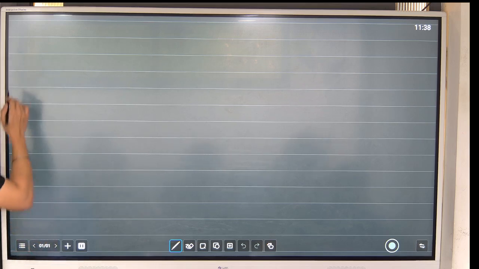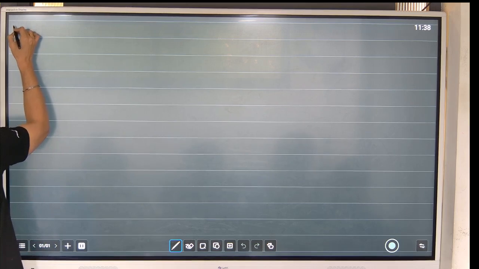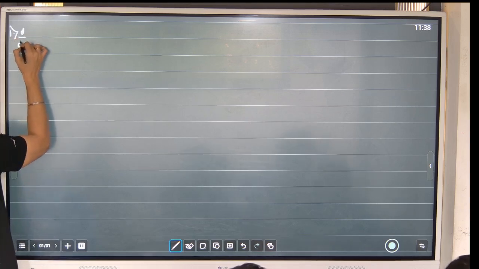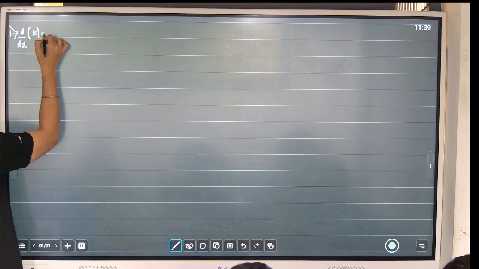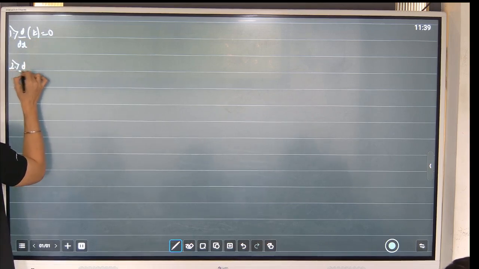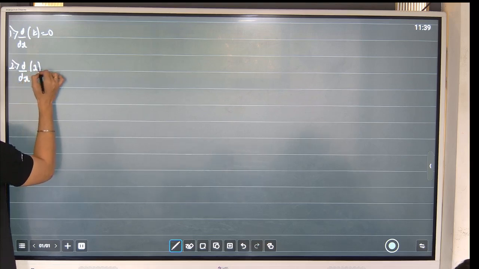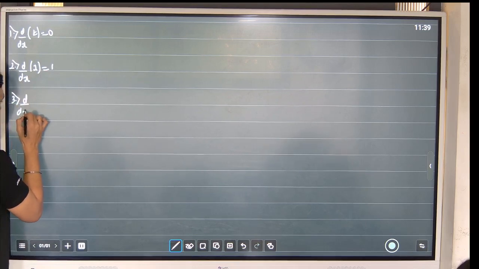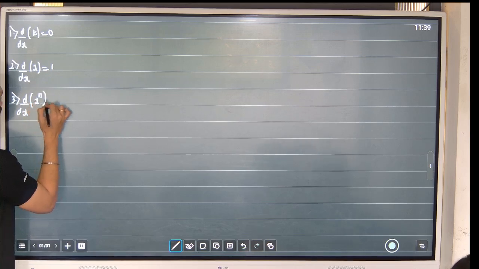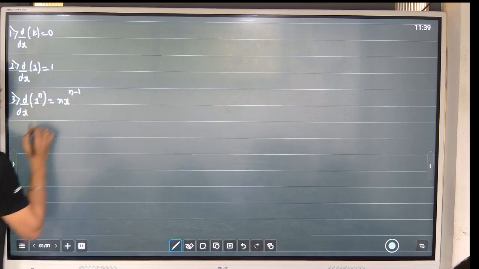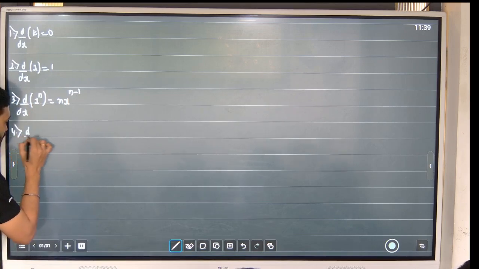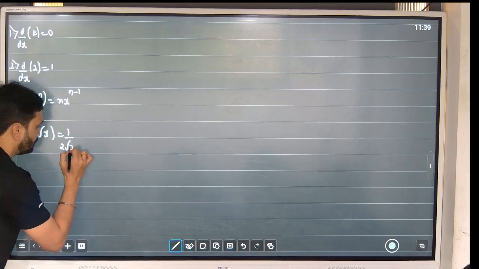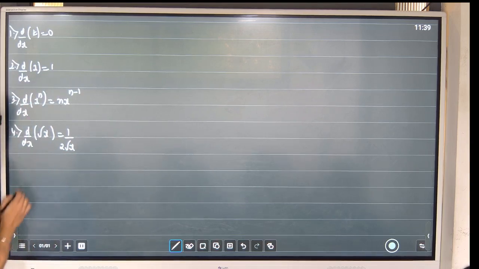Now, we start with differentiation. सबसे पहले, the formulas for differentiation. Formula for differentiation: dy/dx of a constant is 0. dy/dx of x is equal to 1. dy/dx of x raised to n is equal to n x raised to n minus 1. dy/dx of root x is equal to 1 upon 2 root x.